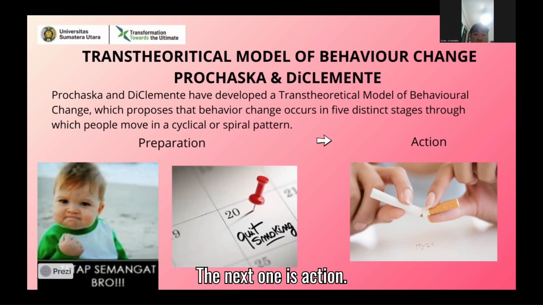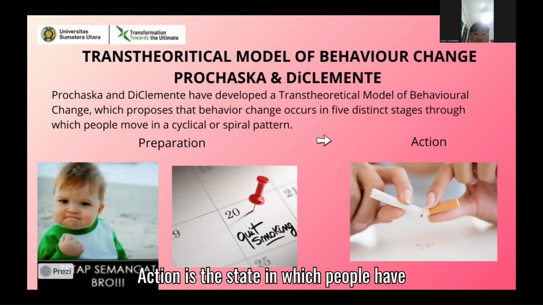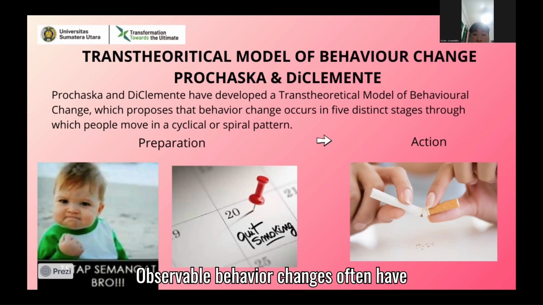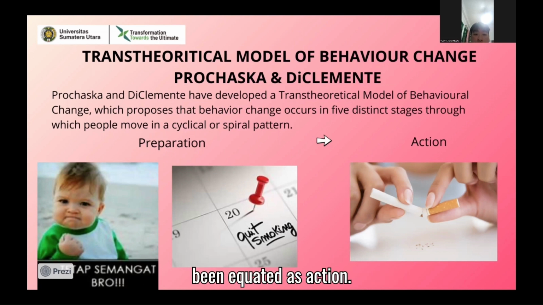The next one is action. Action is the stage in which people have made specific overt modifications in their lifestyle within the past 6 months. Since action is observable, behavior change has often been equated with action. But in the transtheoretical model, action is only one of the 5 stages. Not all modification of behavior counts as action in this model. People must attain a criterion that scientists and professionals agree is sufficient to reduce risk of disease. In smoking, for example, only total abstinence counts. Next.